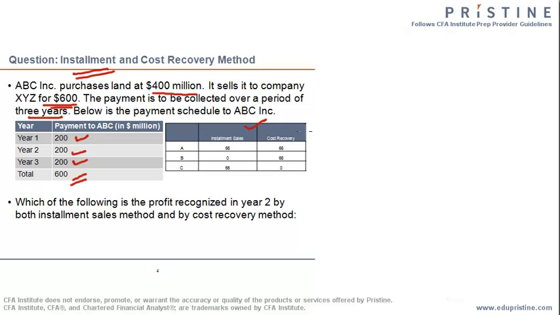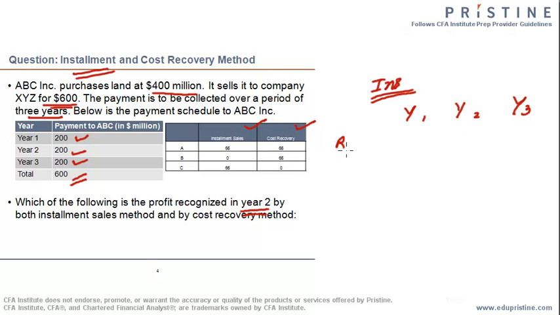Under the installment sales or cost recovery method, what would be the right answer? Either A, B, or C. We'll look into it, and they're talking about year 2. Now from an installment sales perspective, the revenues and profit would vary from year to year depending on the cash being collected each year. So let's look at all 3 years.